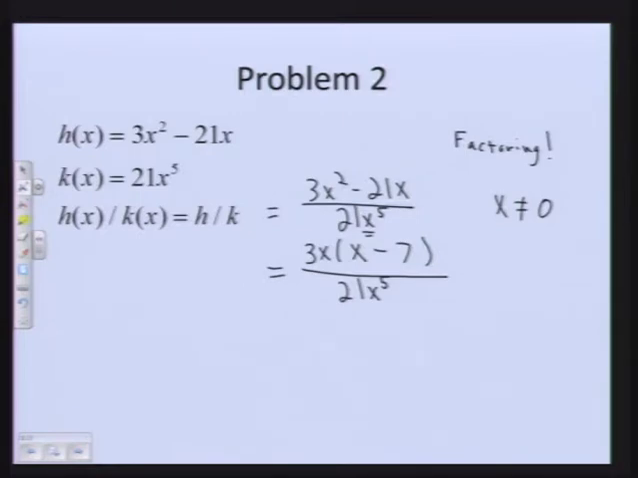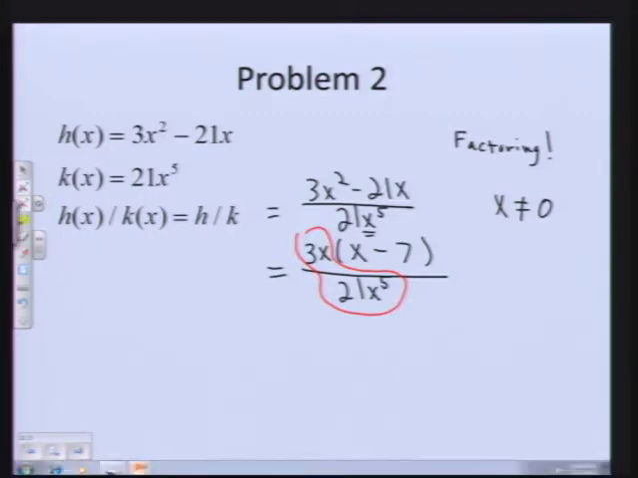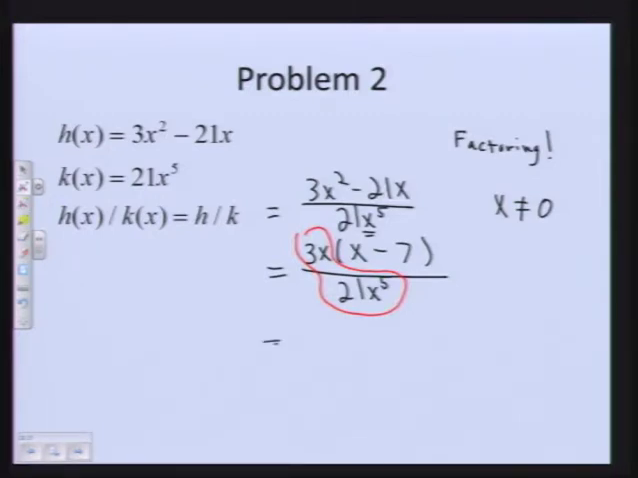Now, these are the pieces now. I don't have an x minus 7 in the bottom, but these are the pieces now that I can reduce. And when we do that, 3 will go into 21, leaving 7. X to the 1st, x to the 5th will leave me with x to the 4th. So I have x minus 7 over 7x to the 4th. And that is h divided by k. And it wouldn't be wrong if you left parentheses around the x minus 7.